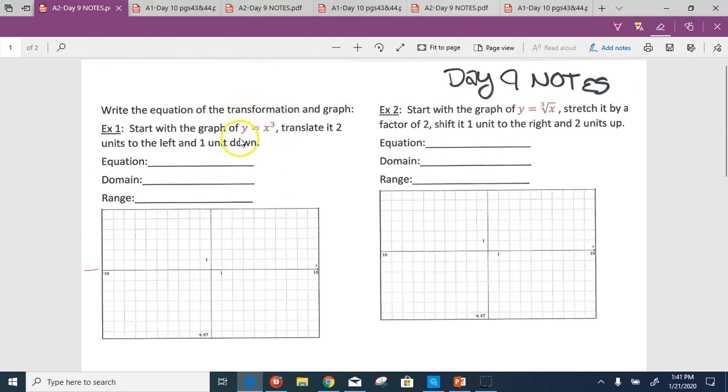Start with the graph of y equals x to the third power. So let's go ahead and quickly review that graph. Y equals x to the third power. So what I'm going to do is pick my 5 values. Remember from last time, 0 is in the middle. 0 to the third power is 0. Pick the point before and after. -1 and +1 to the third power is -1 and +1.